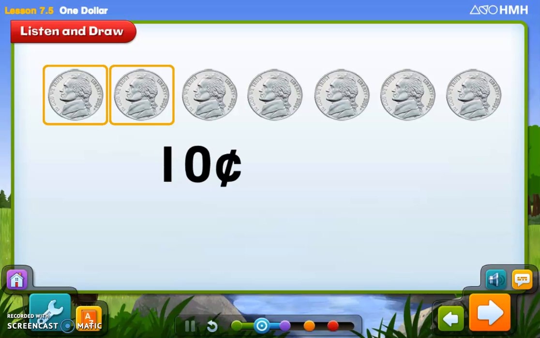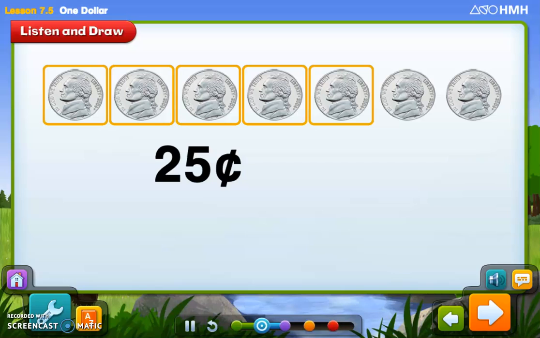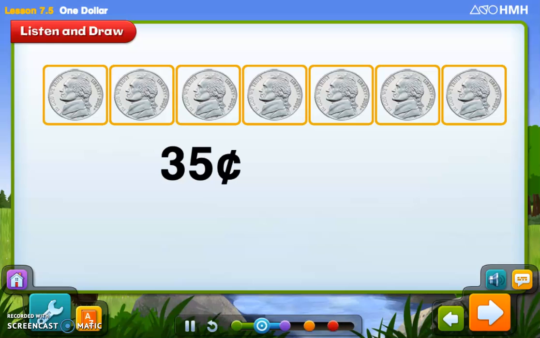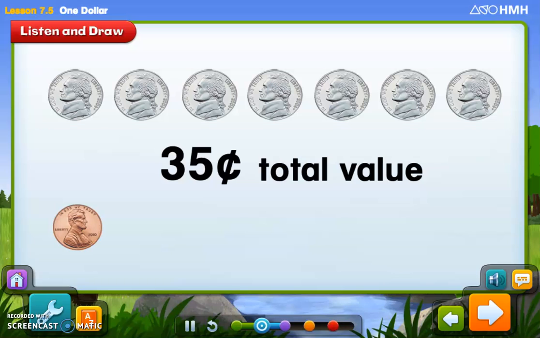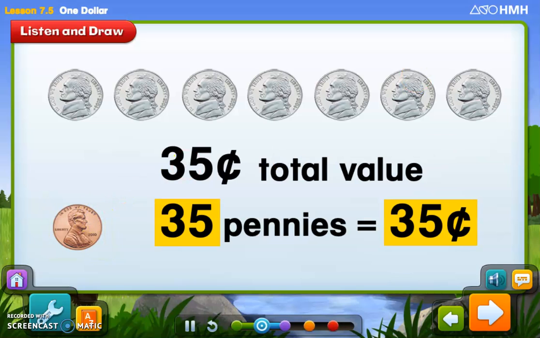10 cents, 15 cents, 20 cents, 25 cents, 30 cents, 35 cents. These 7 nickels together have a total value of 35 cents. So how many pennies have this same value as 35 cents? Pennies have a value of 1 cent, so 35 pennies have a value of 35 cents.